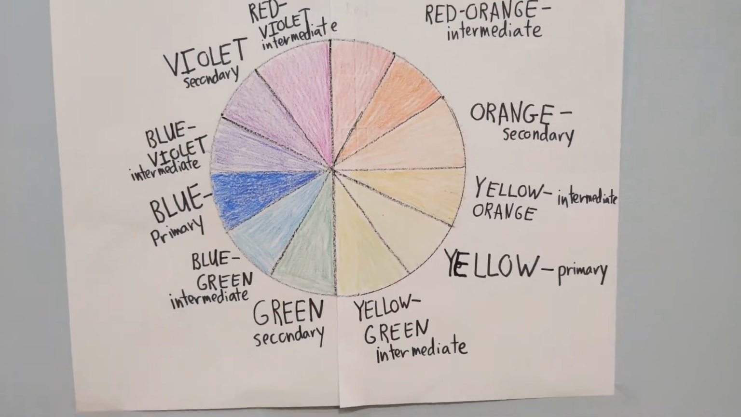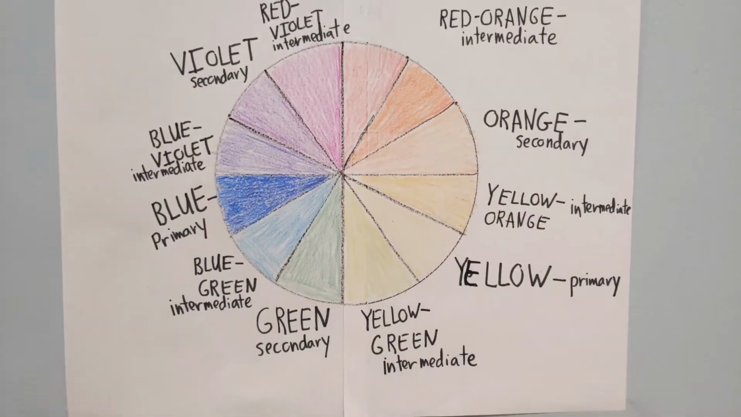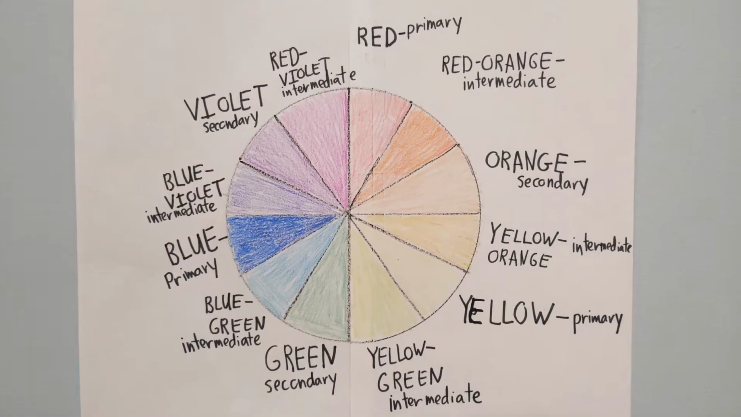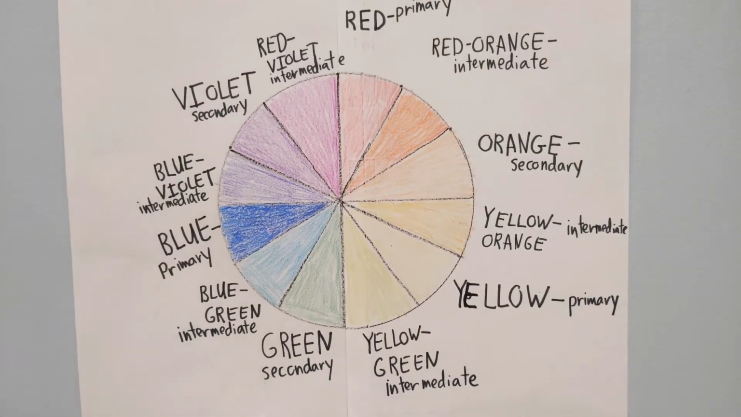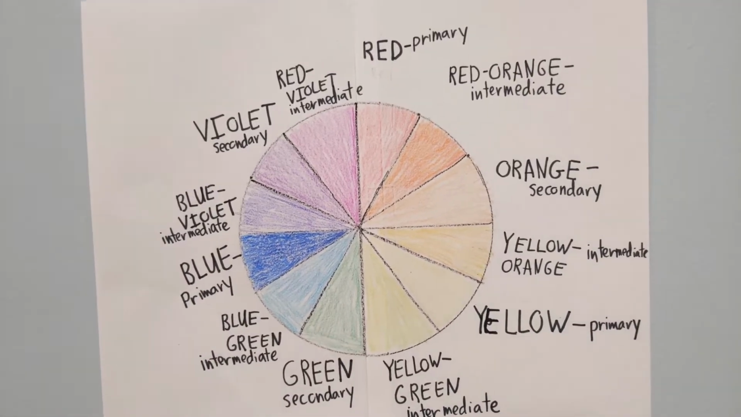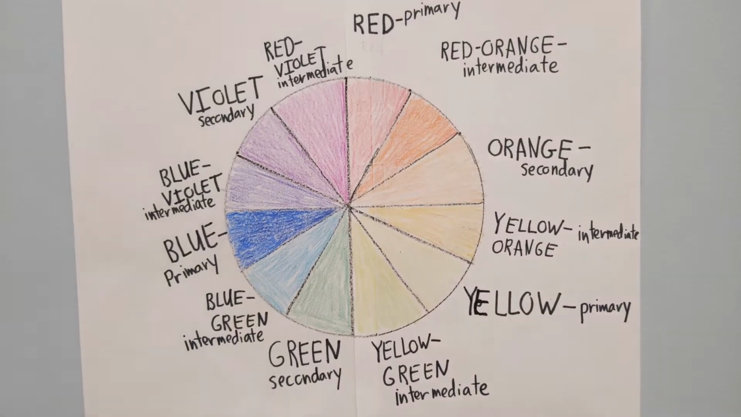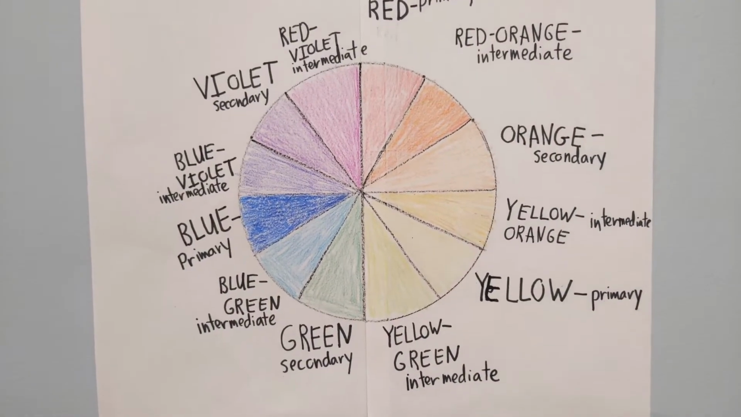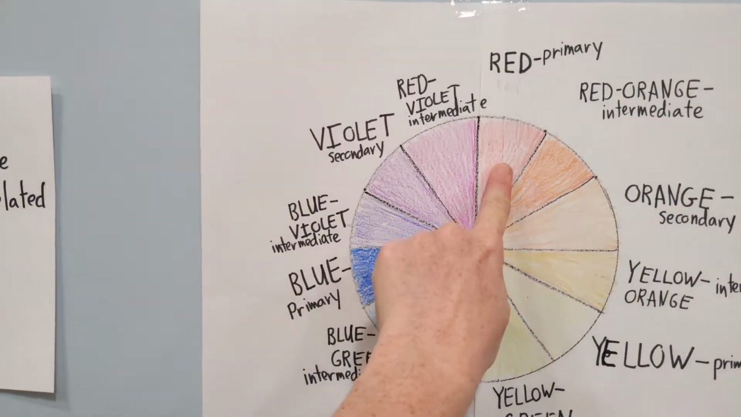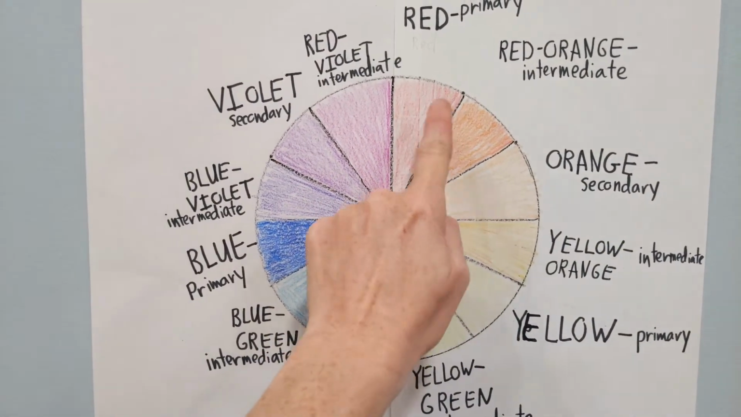Now we're moving on to another group called intermediate. Sometimes they're called tertiary and sometimes they're called intermediate. These are the colors that go between the primary and the secondary colors. The first part of their name is always the primary color, and the second part is always a secondary color. So here we have red, and right next to that, we have red-orange. Red and orange make red-orange. That makes sense.